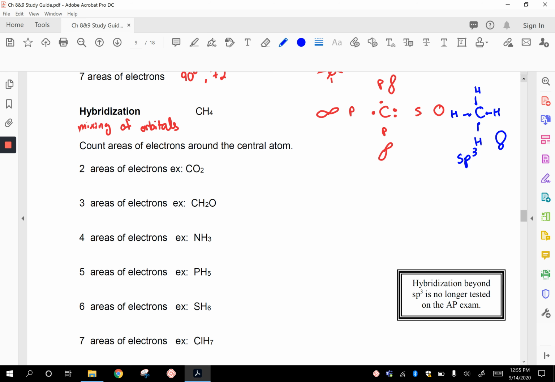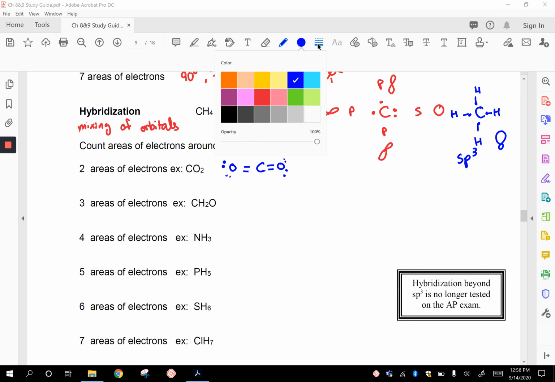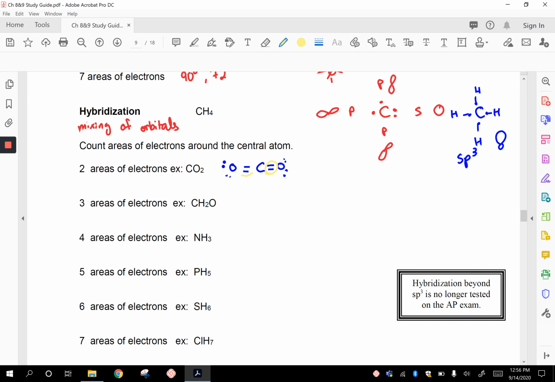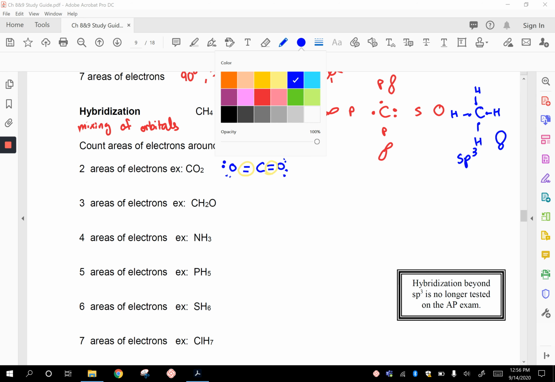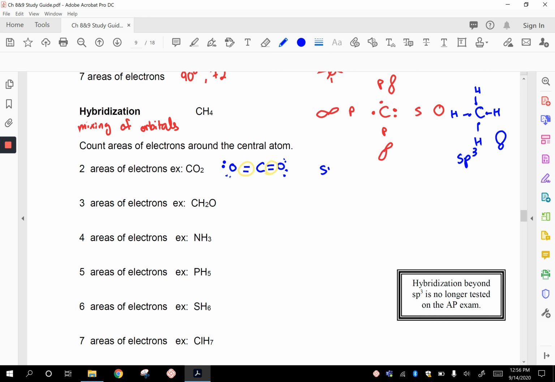We're going to talk more in detail about hybridization in a later video, but here's how you figure out what the hybridization is. If you have 2 areas of electrons around your central atom, I should say, like here's carbon dioxide. So if you look at your central atom, there are 2 areas of electrons here. There's an area of electrons and there's an area of electrons. That tells us that 2 orbitals have mixed together. And so the first orbital is an s, and then the second orbital is a p. So it's an sp hybrid.